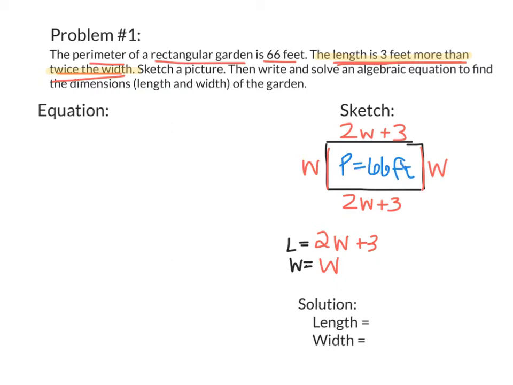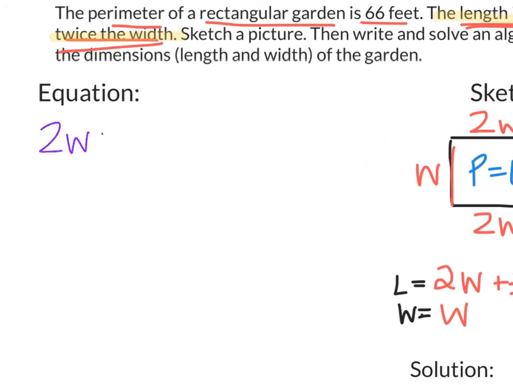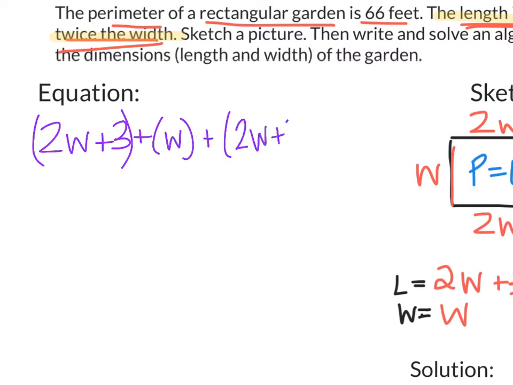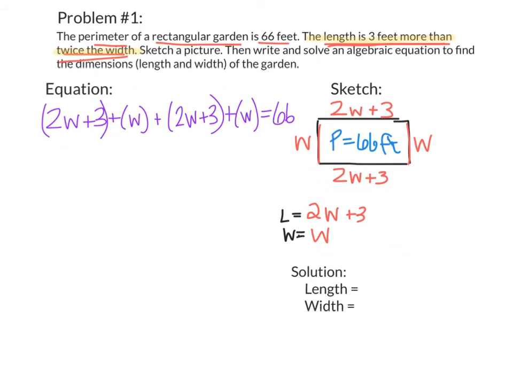Okay, let's write our equation. So now I have 2 times W plus 3 plus W. Here, I'm going to put these in parentheses for right now so we can see the difference. Plus 2W plus 3 plus W equals 66. Can you see where that all came from? It's like we've got the length plus the width plus the length plus the width, and all together that totals 66. Once you have your equation written, the rest is like every equation we've solved so far.